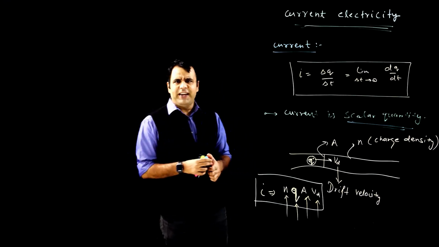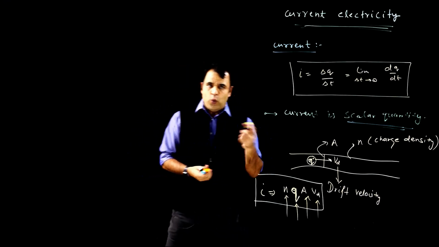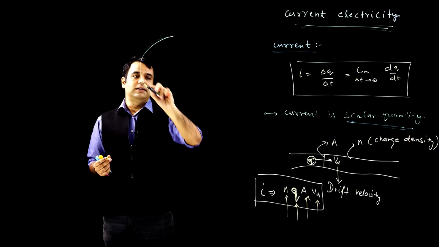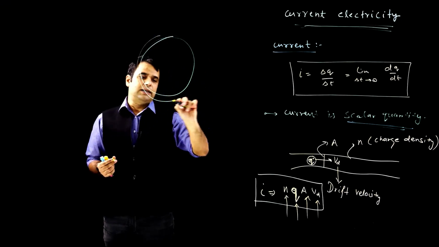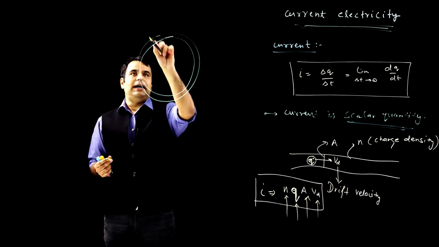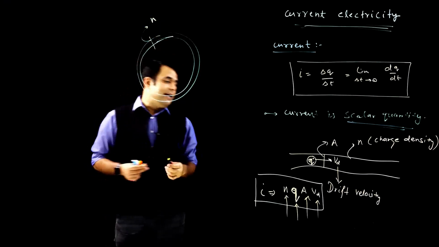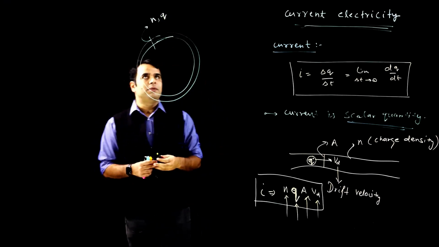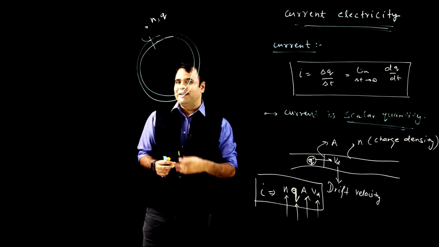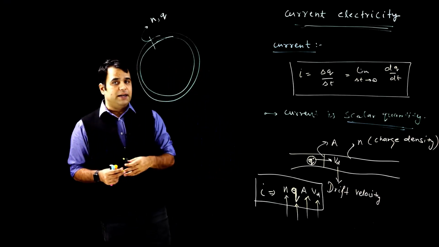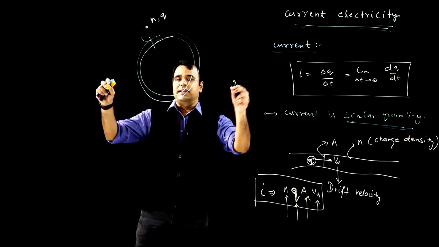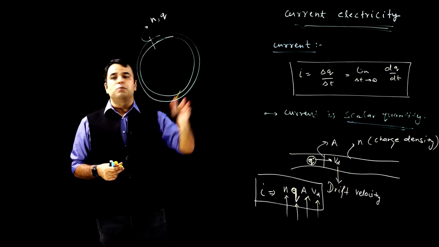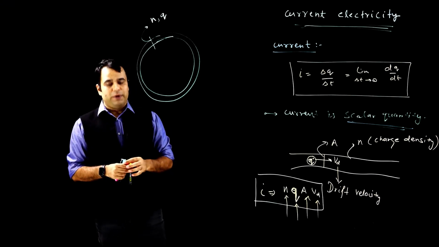Okay. What if I don't have a linear conductor? What if I have a circular conductor? Suppose the conductor is circular, and again it is carrying n number of charge particles per unit volume, and the charge particles are carrying a charge Q. But these charge particles are revolving in a circle. Basically, it is a linear conductor that I'm bending into a circular ring shape.